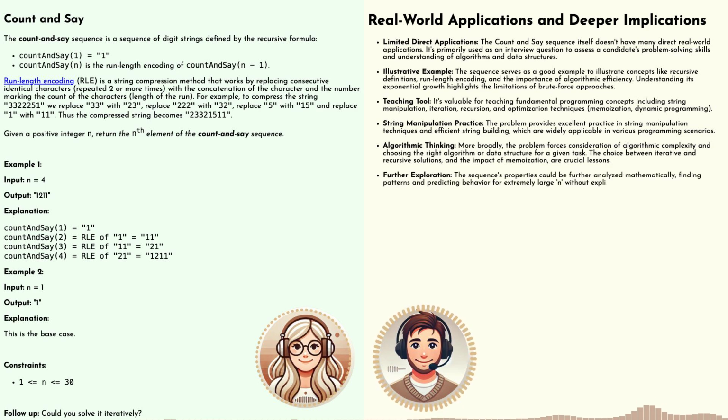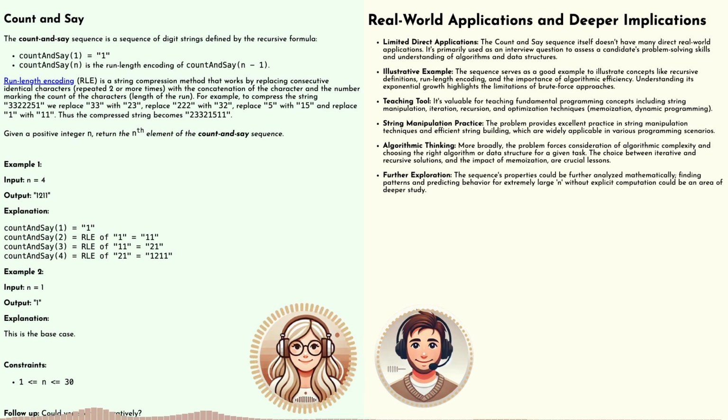But before we finish up, I'm kind of curious, are there any real world situations where this count and say pattern actually shows up? It seems pretty abstract. You'd be surprised. Like, think about those algorithms for compressing data. Oh, yeah. They work by finding and encoding repeating patterns, just like what we're doing here. And if you really think about it, you might even find similar patterns in genetics, where DNA sequences can have these repeating structures. Wow, that's really cool.